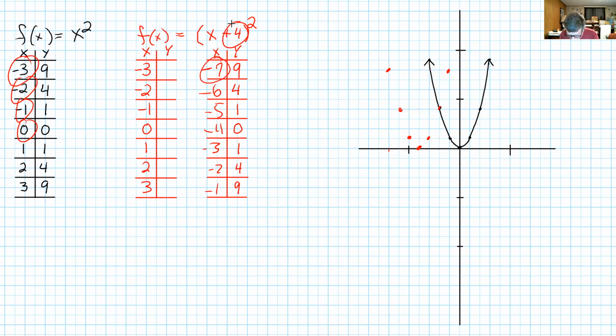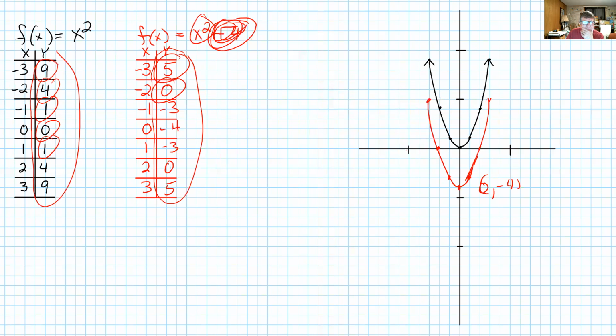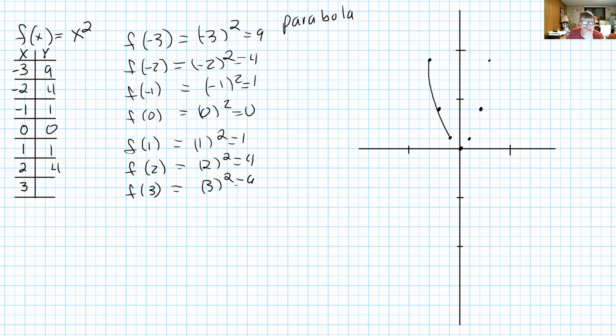So what's going on here? Well, let's see if I can, first of all, get the graph, that would help. Just free-handed here. Now the vertex is at what? -4, 0. So let's go back again.